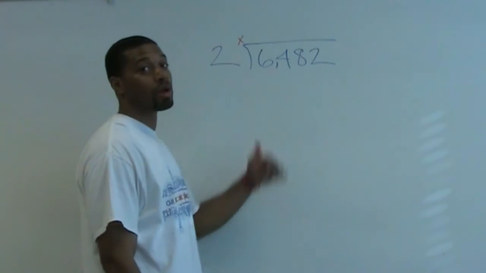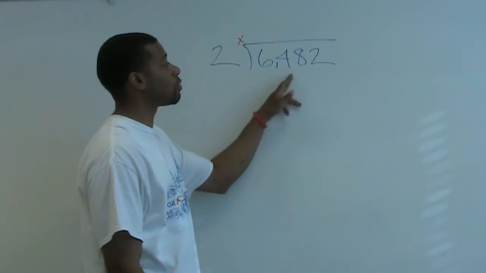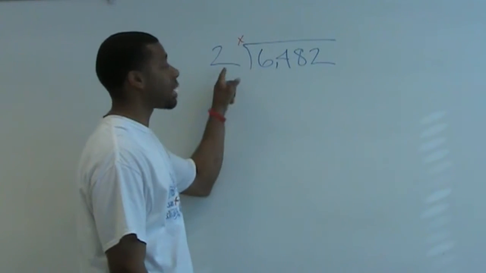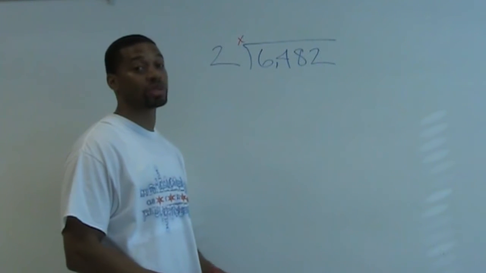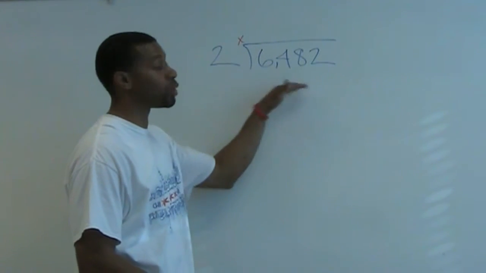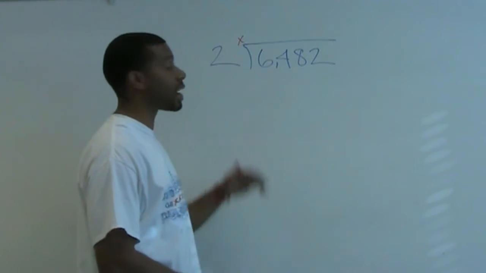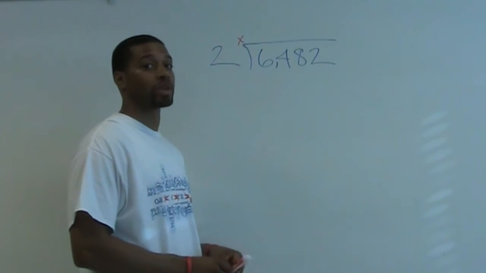Okay, now we're going to try a larger number. We have 6,482 divided by 2. We're going to use the same steps that we did with our single digits, but we're going to apply it with this multi-digit number and divide it step by step to get you the accurate answer.